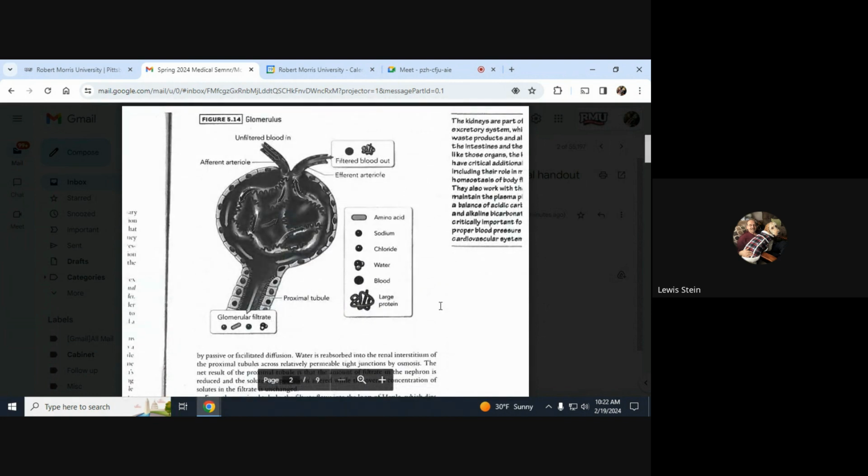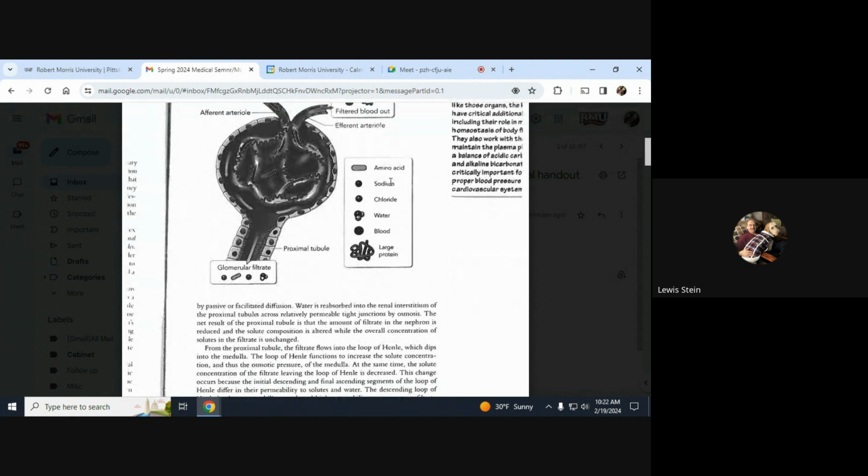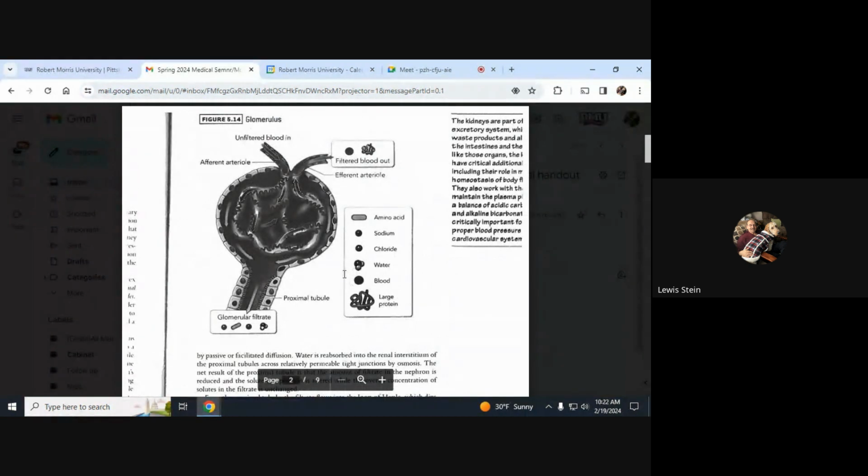And there you can see the diagram. The first thing that's unique about this system: some solutes that are not actively reabsorbed are reabsorbed by passive or facilitated diffusion. Water is reabsorbed in a variety of areas. The proximal tubule is, of course, relatively permeable, with leaky tight junctions, so water moves by osmosis. There's a significant change when we see the proximal convoluted tubule in the illustrations.